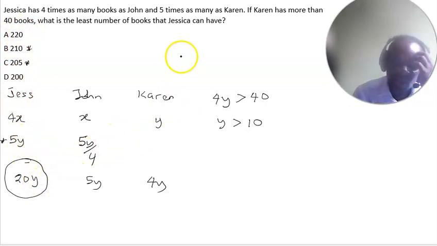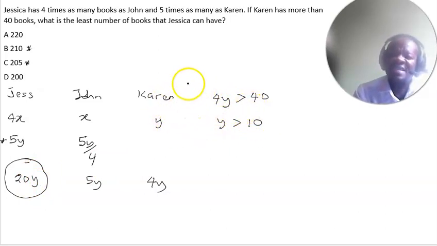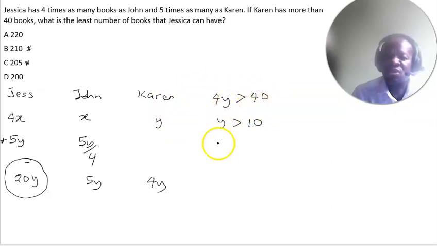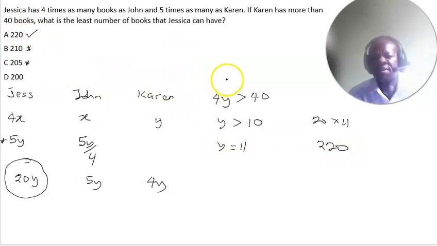Okay. So now we are looking for the least number of books Jessica can have. That means the smallest number, the least. Now, for us to get the least number of 20y, we need to find the smallest value for y. Now, if y is greater than 10 and the number of books has to be an integer, you can't have a decimal fraction for number of books. It has to be an integer. So the smallest value for y has to be 11. So the least number of books Jessica can have will now be 20 times 11, which gives an answer of 220 books. So that means this is our answer. Okay, so A is the answer.